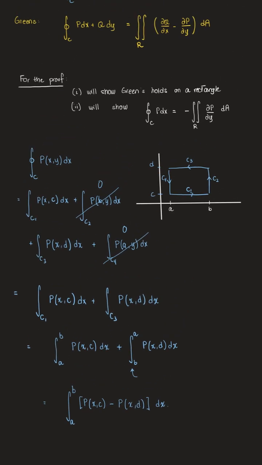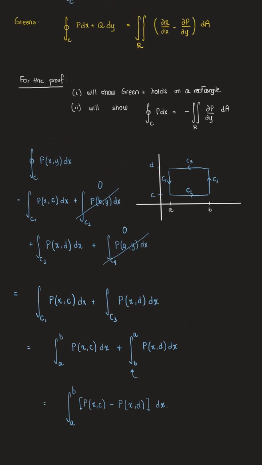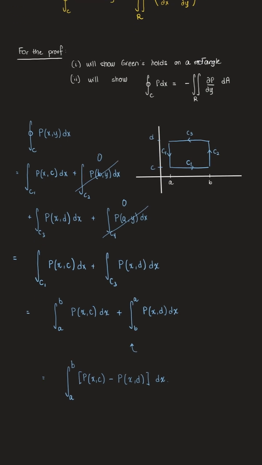Now we've done this part, we have an expression for it. I'm going to leave it there, and now we're going to work on the double integral over the region of the partial derivative of P with respect to y. So that's my strategy for this proof: work on the right-hand side and get to the same expression. All right, let's go ahead and work on the right-hand side.